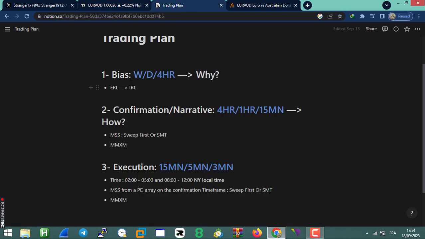So we are done with the first step, and now let's move on to the second step, which is the confirmation or the narrative. We can use the 4 hour, the 1 hour, and the 15 minute to confirm that. We want to see a market structure shift. We want to see a sweep first or an SMT divergence, and we also want to see a market maker buy model in our case because we want to go higher. And I'm going to show you how that looks on the chart.